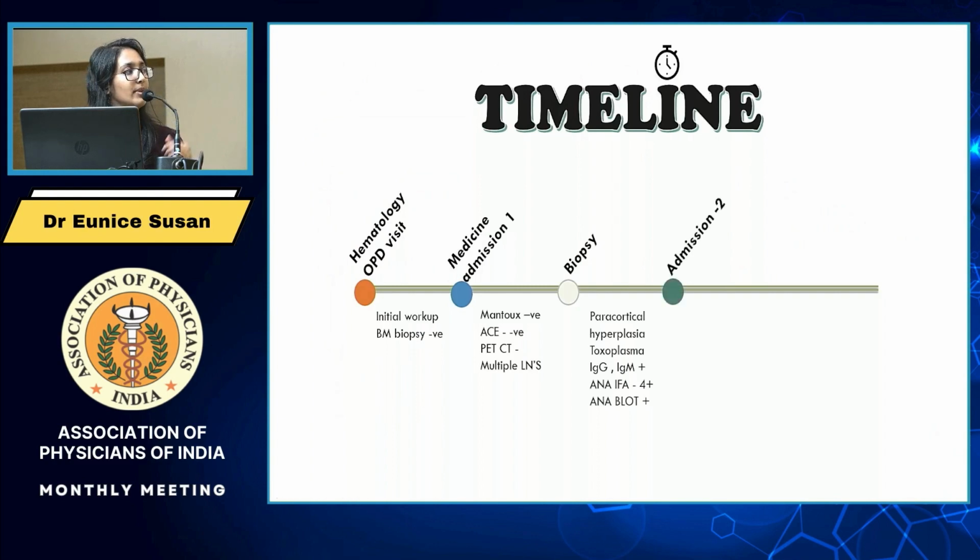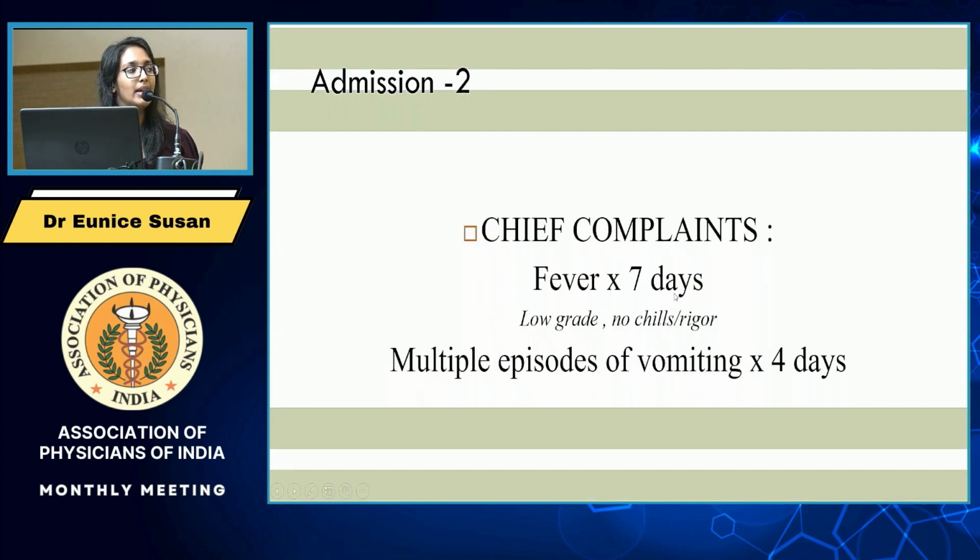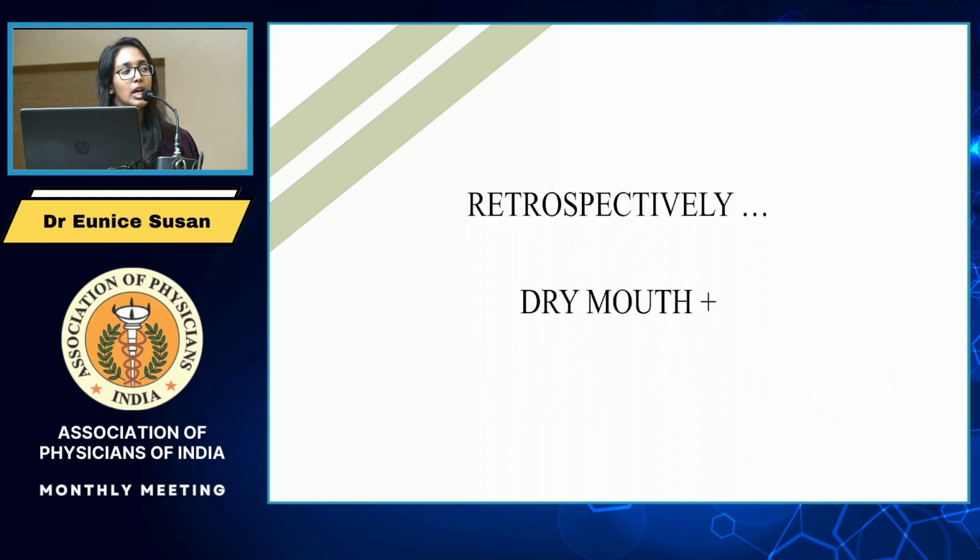So this time the patient had come back to us after a span of 2 weeks, and the patient was readmitted under us with complaints of low grade fever of 1 week, no chills or rigor, and multiple episodes of vomiting for the last 4 days. So retrospectively, given the recent reports, we asked her if she had a history of dry mouth, and she said she did have such a history in the last 1 year.